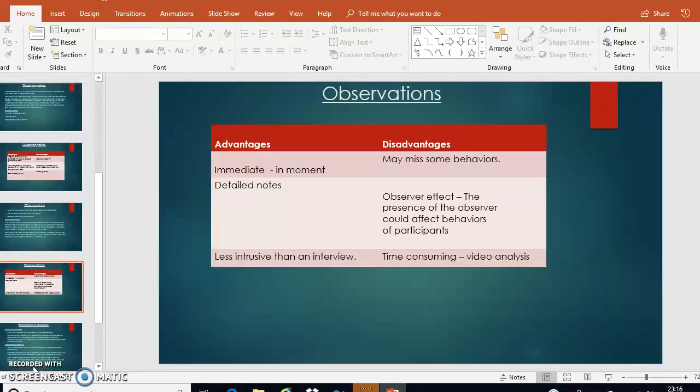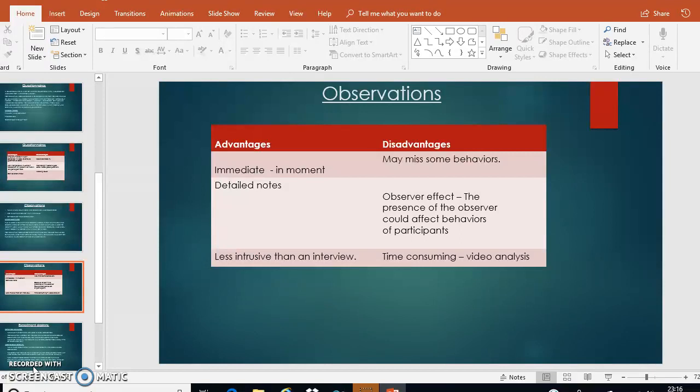And advantages of this are it's immediate, so it's in the moment. You can form detailed notes from it. It's far less intrusive than an interview, because sometimes in interviews very personal questions can be asked, and this may not really appeal to the interviewee. Whereas in observation, you're simply just watching a group, and they don't feel like they're being pressured as much as they would in an interview.